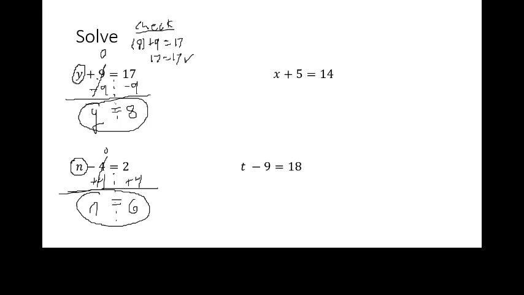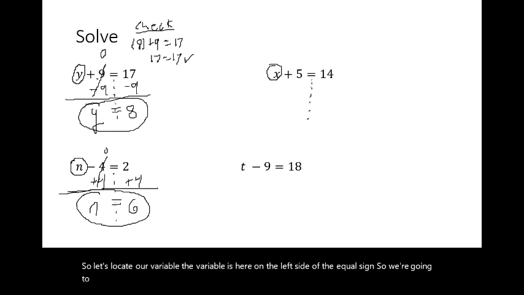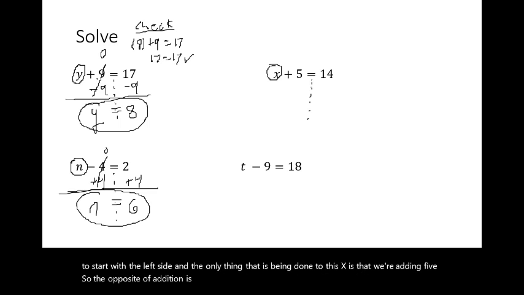Okay, so looking at the next one, x plus 5 is equal to 14. So let's locate our variable. The variable is here on the left side of the equal sign, so we're going to start with the left side. And the only thing that is being done to this x is that we are adding 5. So the opposite of addition is subtraction. So the opposite of adding a positive 5 is subtracting 5 from both sides.